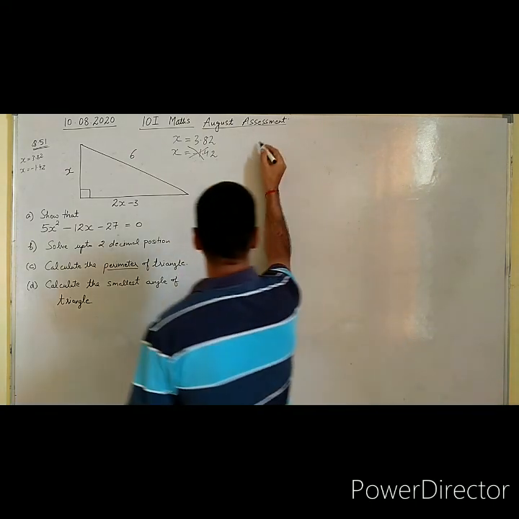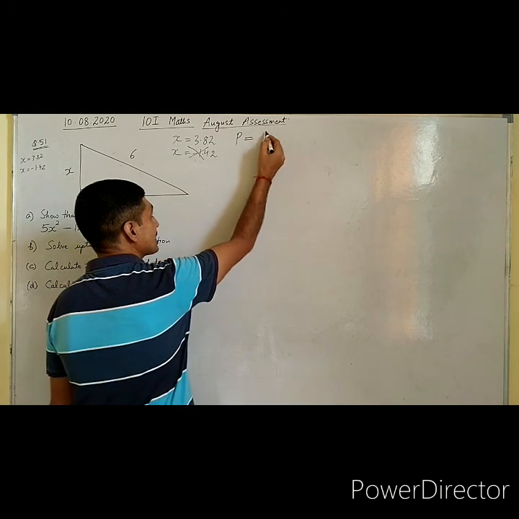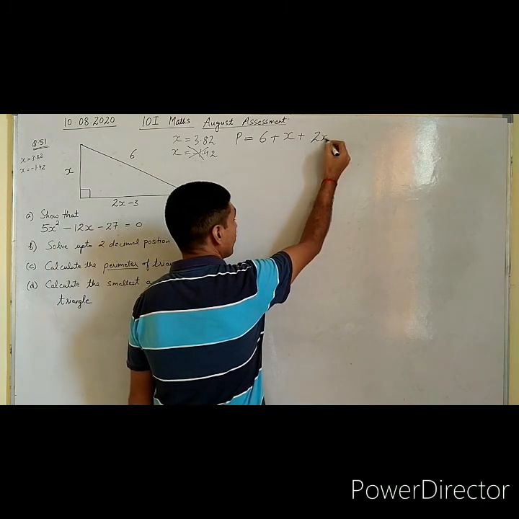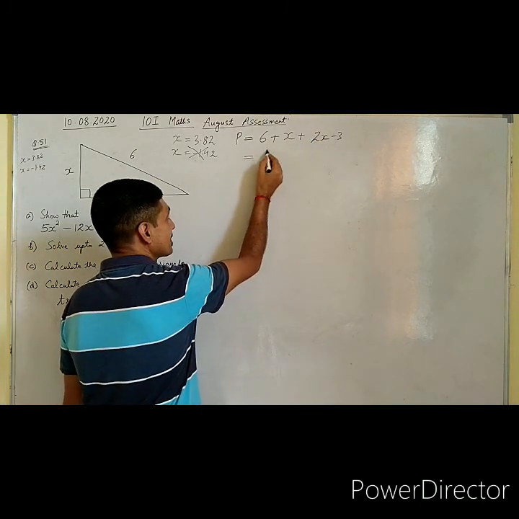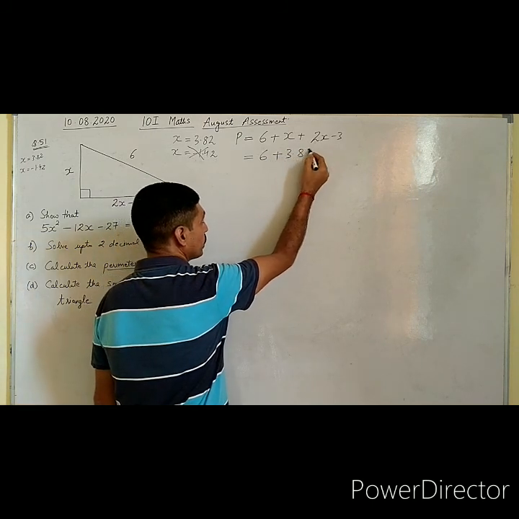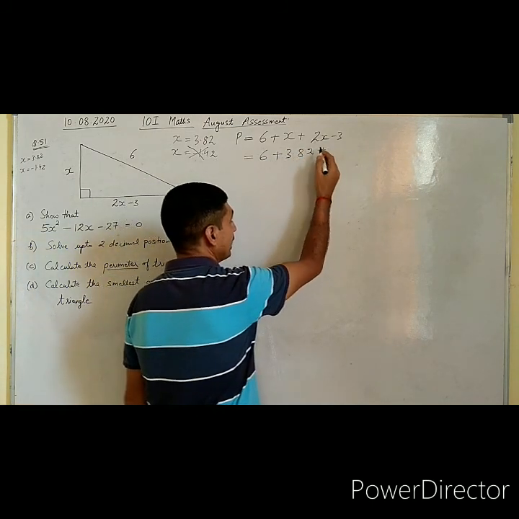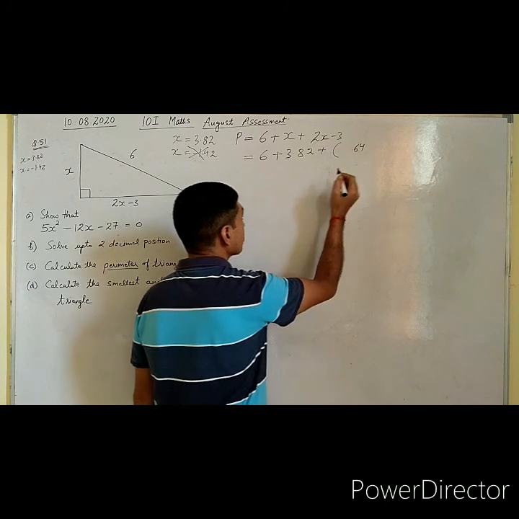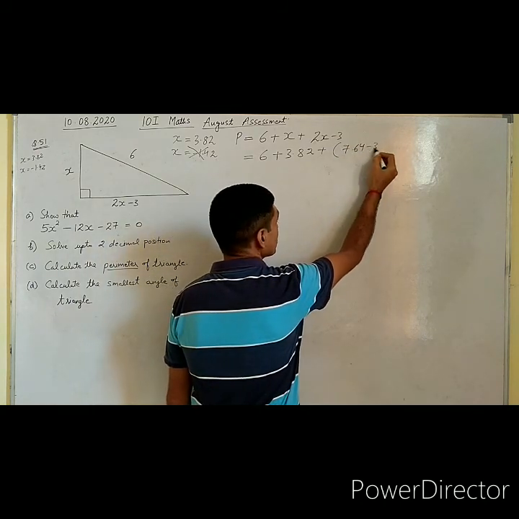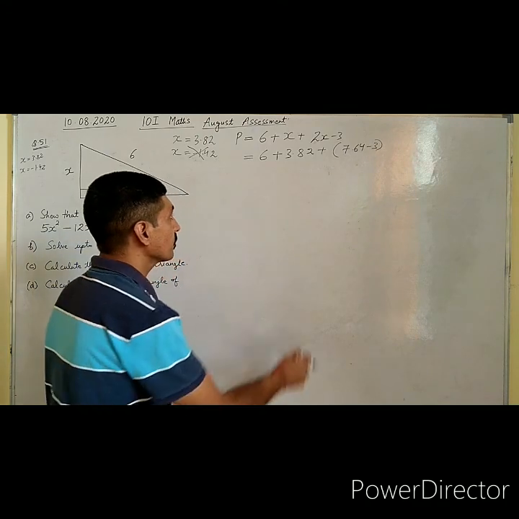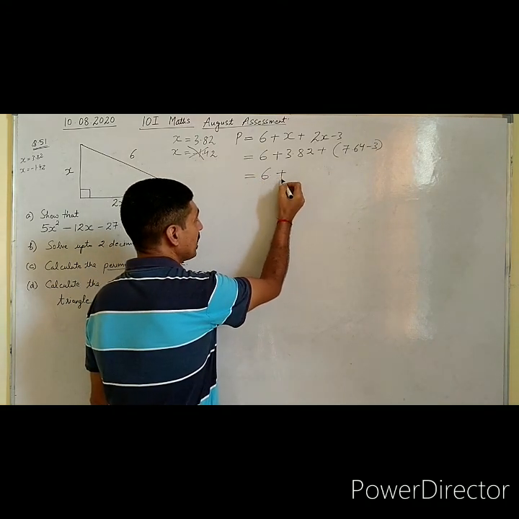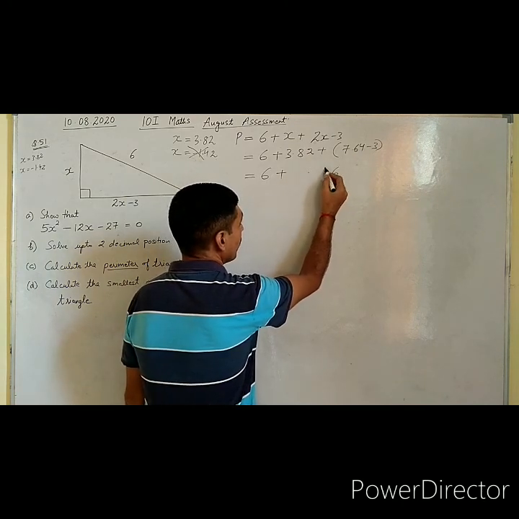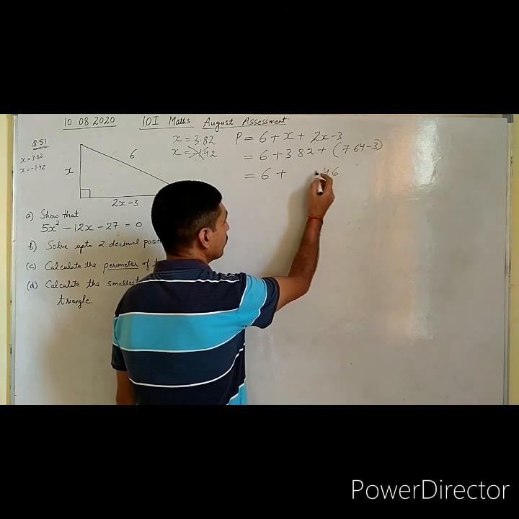So third part, the perimeter of the triangle, that is 6 plus x plus twice of x minus 3. So here one is 6, x is 3.82, plus, when we multiply here, so it is 4, that is 7.64 minus 3. So here it is 4.64. So when we add, we have 6 plus 3.82 plus 4.64, so here it is 14.46.